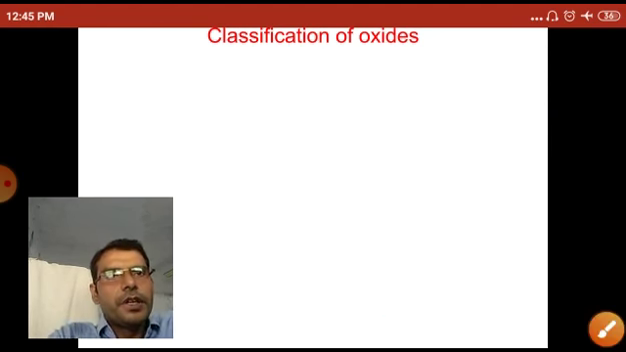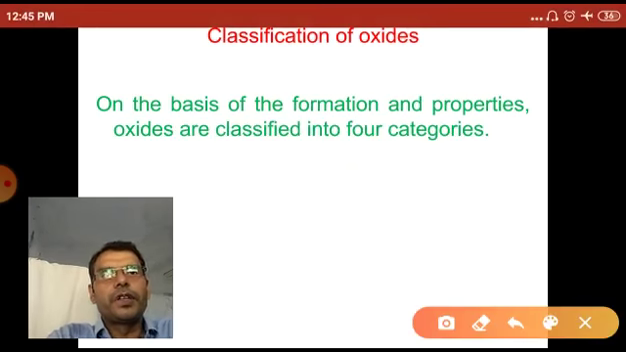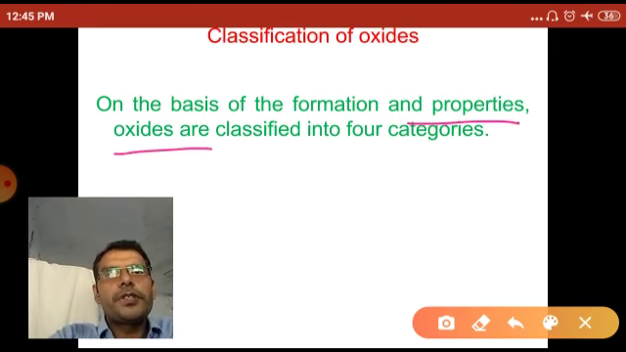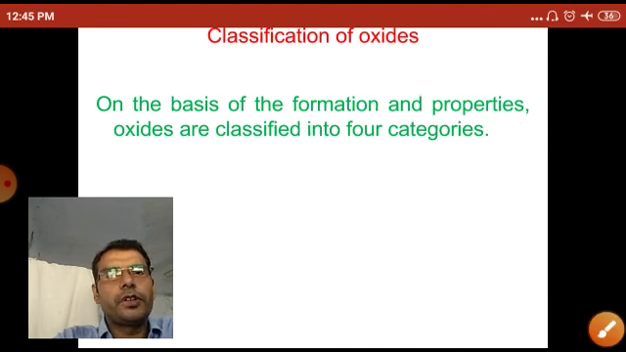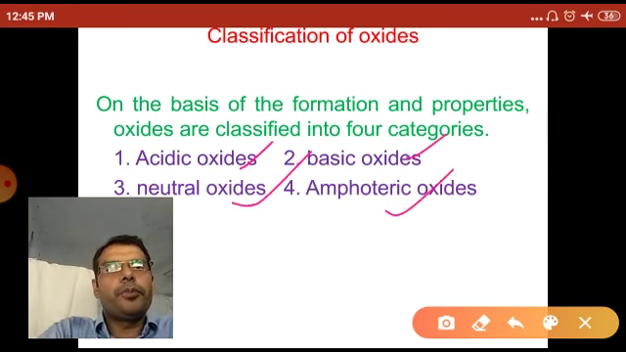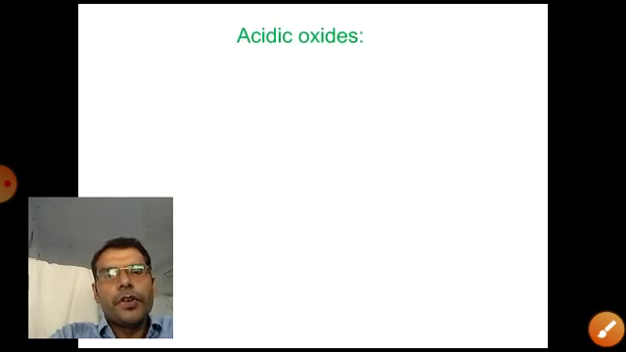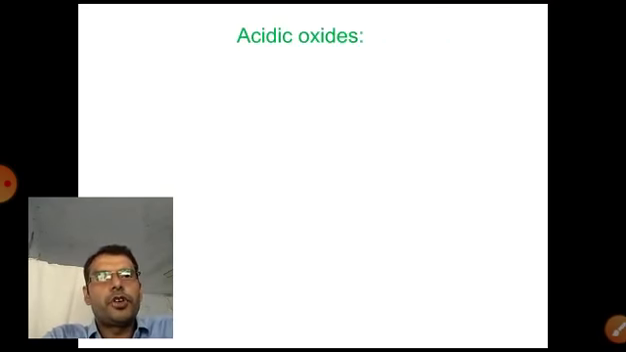So first, the types of oxides. On the basis of their formation and their properties, the oxides can be classified into 4 categories: acidic oxides, basic oxides, neutral oxides, and amphoteric oxides. First, concentrate on acidic oxide.